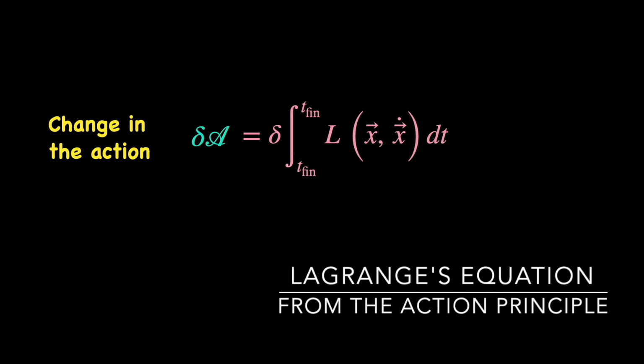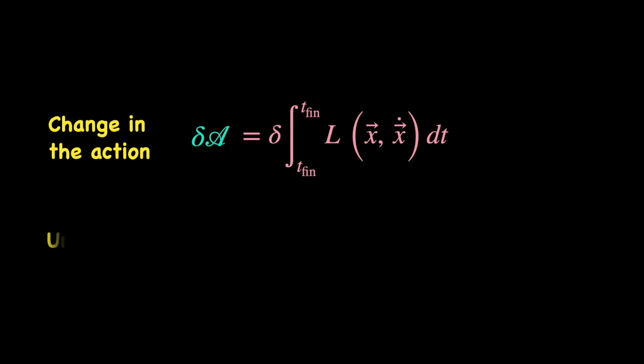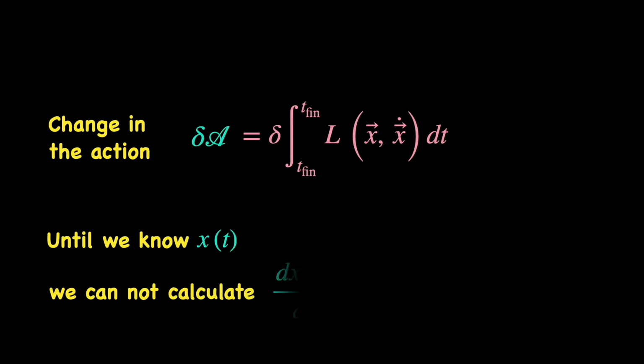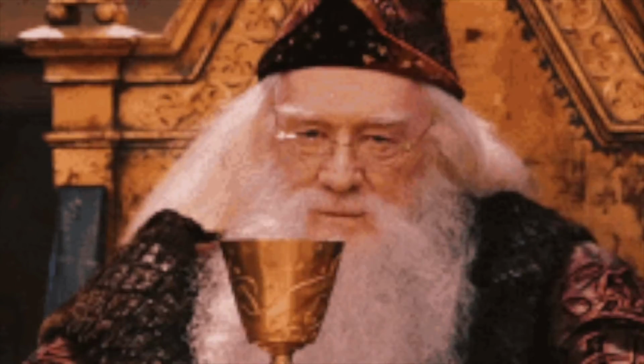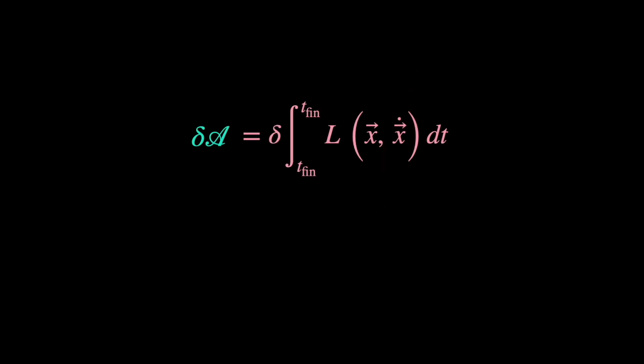Before we proceed, let me point out that till we solve the problem and find the actual path function x of t, that is the solution to the problem, we cannot calculate its time derivative dx dt or x dot either. So dx dt should be treated as an independent variable. Innocent until proven guilty, that sort of logic.